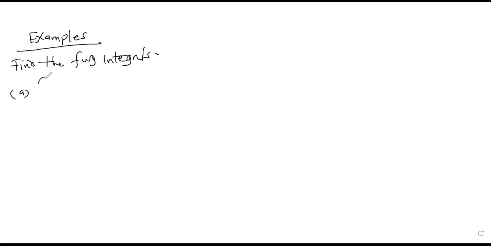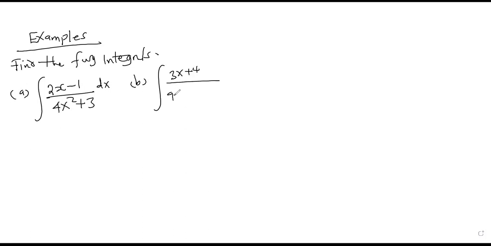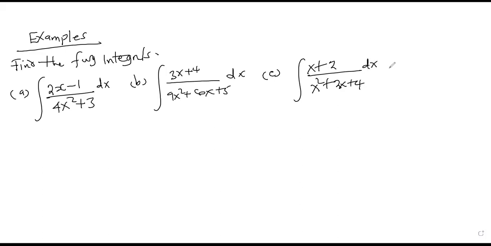A: the integral of 2x minus 1 over x squared plus 3 dx. B: 3x plus 4 over 9x squared plus 6x plus 5 dx. C: the integral of x plus 2 over x squared plus 2x plus 4 dx.